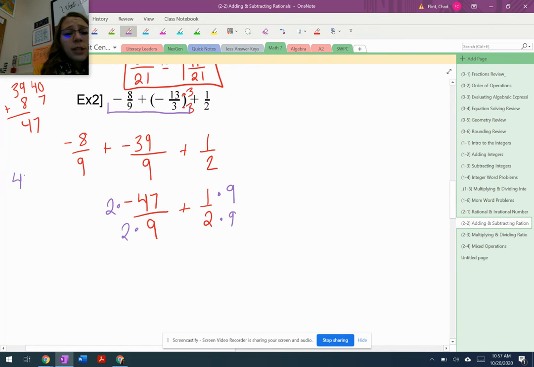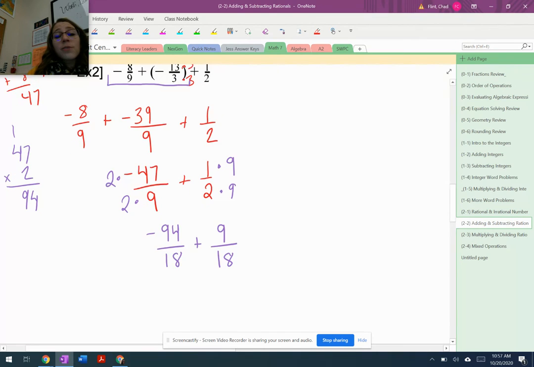47 times 2 is not something I know in my head. You could be using a calculator for this. 7 times 2 is 14, 8, 94. So we have -94 over 18 plus 9 times 1 and 9 times 2.